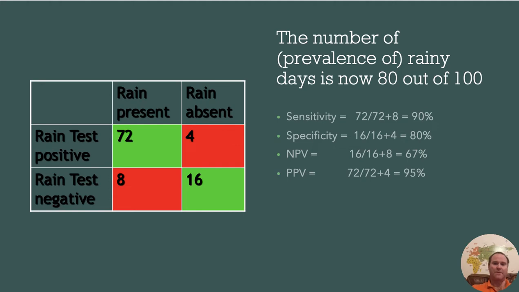So at a prevalence of 80 out of 100, so a high prevalence, we've now got 16 true negatives divided by 16 plus 8 false negatives. And we've now dropped our negative predictive value to 67%, whereas our positive predictive value, conversely, has gone from 72 true positives divided by 72 true positives plus 4 false positives, and our positive predictive value is now 95%, so it's gone up.